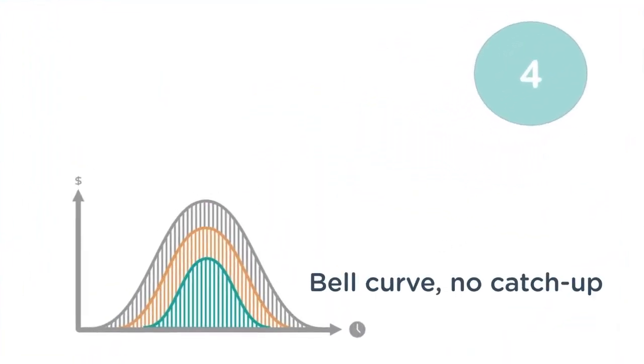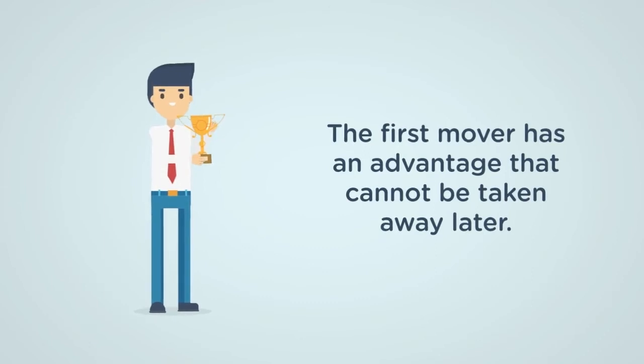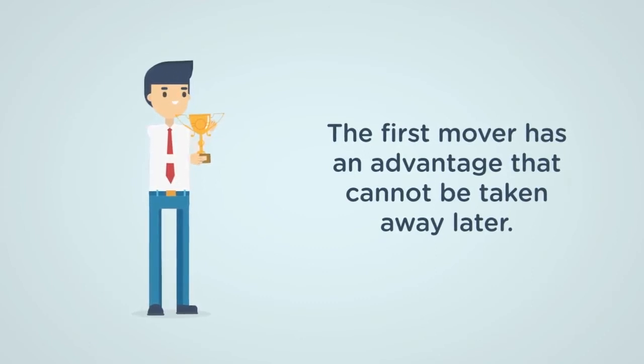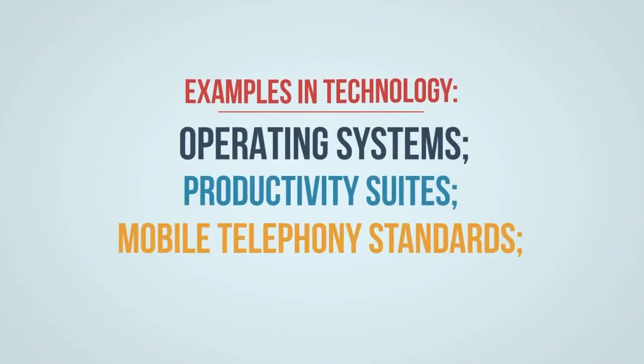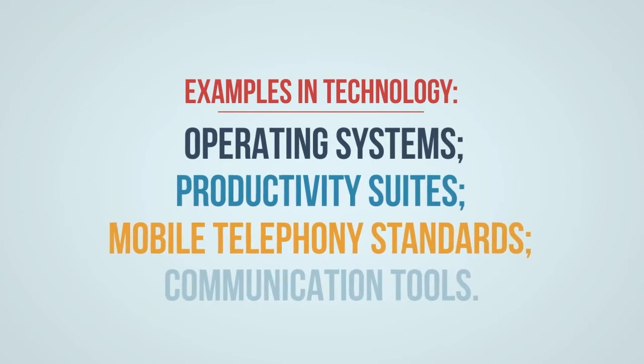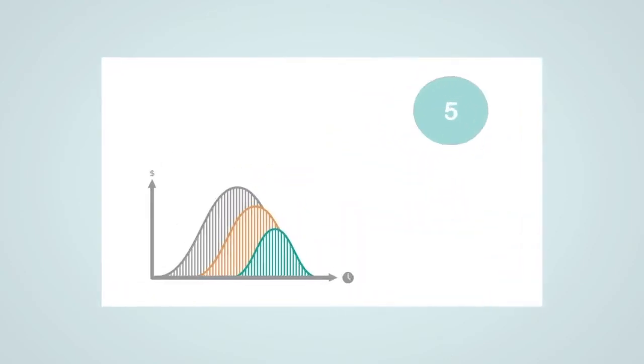Bell curve, no catch-up. A bell curve with no catch-up implies that there is a network effect in the marketplace that gives the first mover an advantage that cannot be taken away later. This network effect, first mover advantage, is often associated with technology platforms such as operating systems, productivity suites, mobile telephony standards, messaging and communication tools, and social media networking.